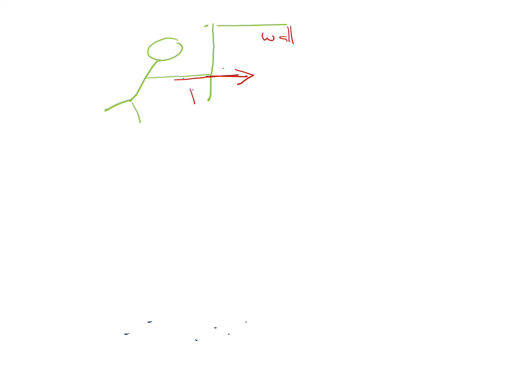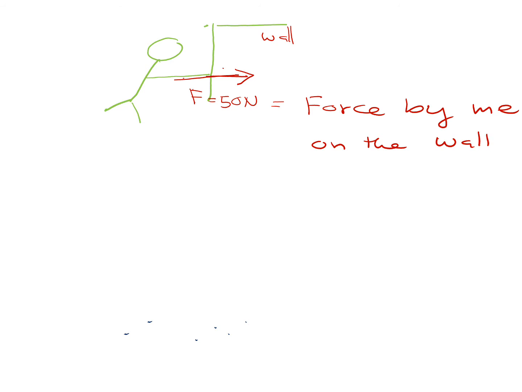Let's say 50 Newton force. So this is the force by me on the wall. Now, according to Newton's third law, this wall pushes me with the same force, opposite in direction.